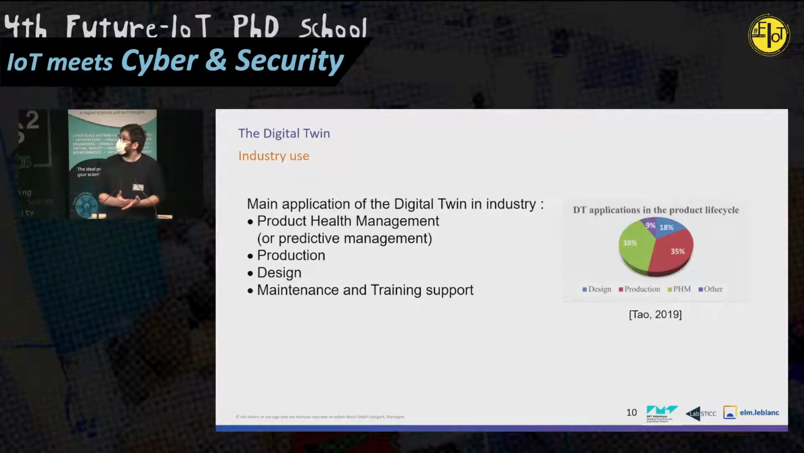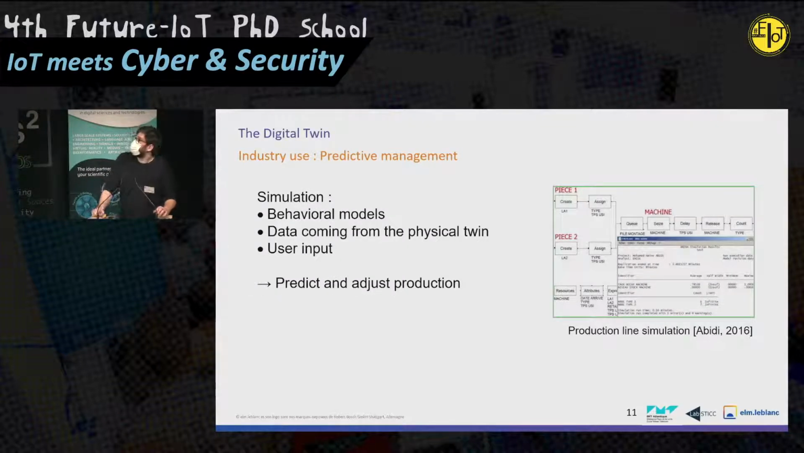The main applications of the digital twin in the industry are product health management or predictive management. It will be used in production, to design new products, and to train and help maintenance. So to make simulation, we'll use behavioral models. For example, what will be the reaction of the product if we exert pressure? We will use data coming from the physical twin and user input, and with this information, we can have a total simulation of, for example, an assembly line.